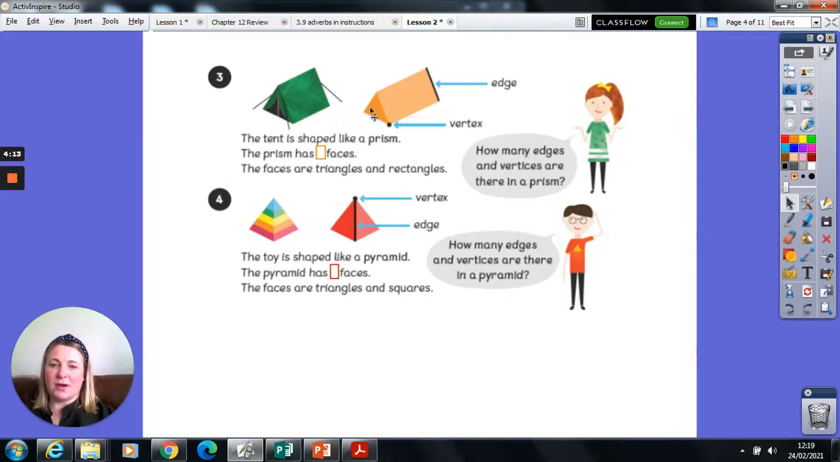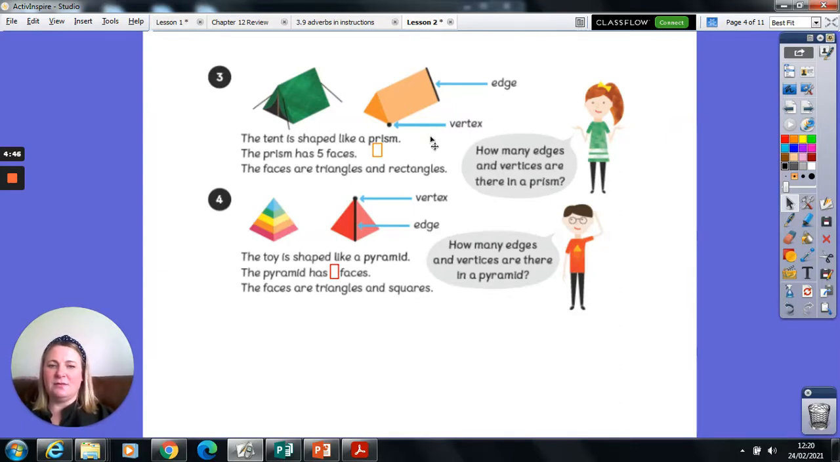Okay, so I see a triangular front here. So it must have a triangle to the rear there. 1, 2, and then if there are 3 sides here, it must have 3 sides, 2 of which I can't see. So 3 and 2 is 5. It has 5 faces. The faces are triangles and rectangles. I'll give you a moment to count how many edges and vertices there are in a prism. Pause while you have a think.